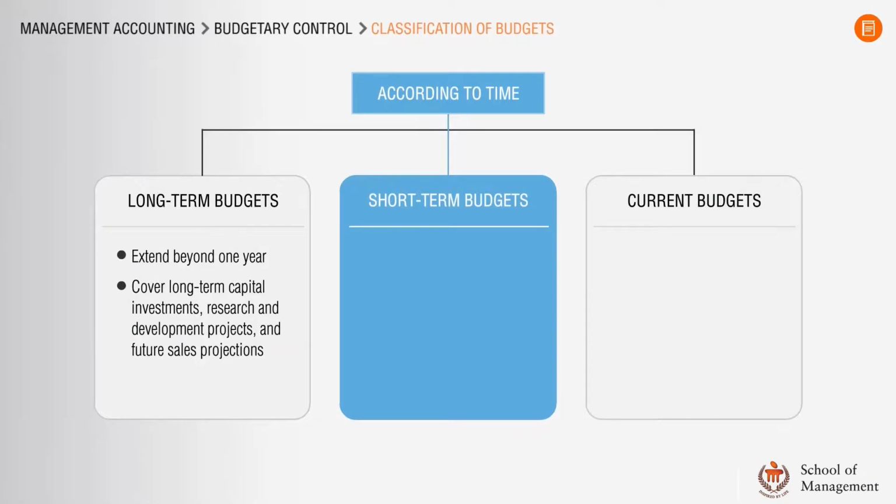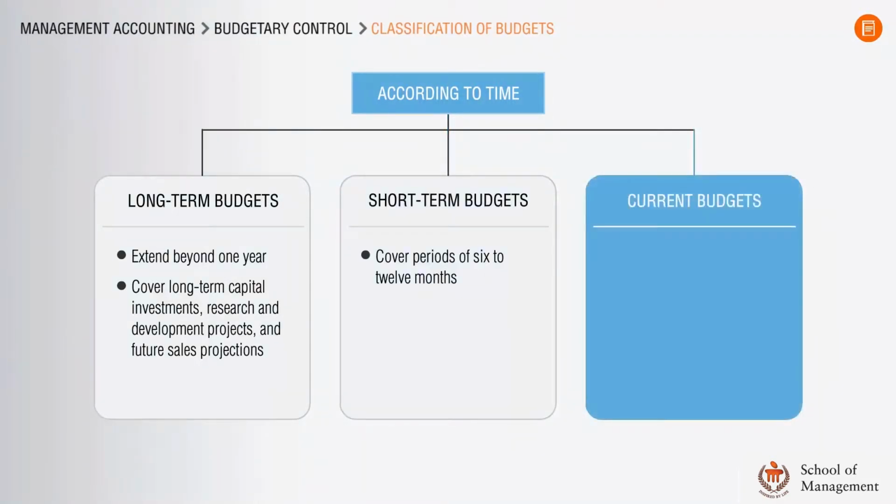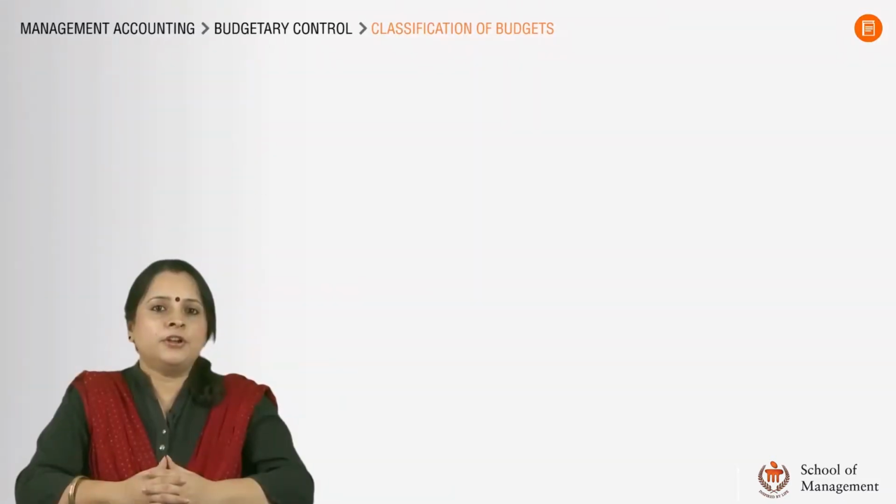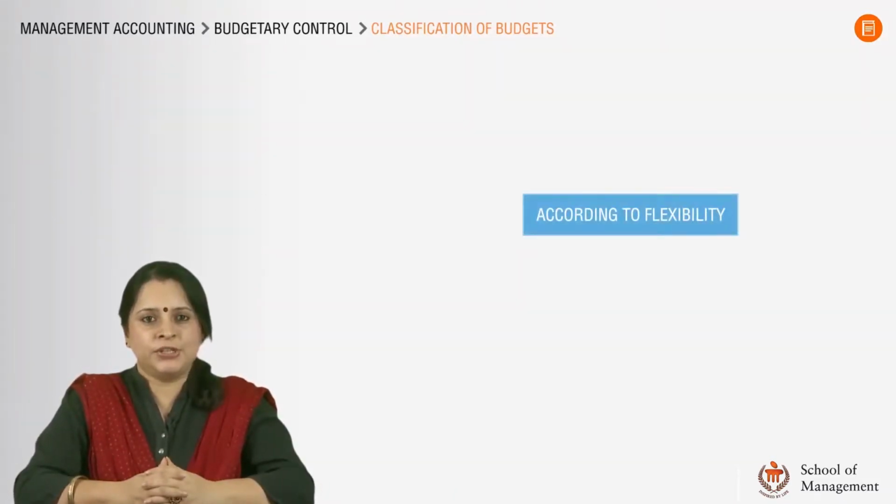Short-term budgets, on the other hand, may cover periods of 6 to 12 months depending on the nature of the business. Current budgets cover a very short period of time, typically 1 month to a quarter. These are basically short-term budgets which are constantly adjusted to reflect current business environment or current business circumstances. Moving on to the next classification of budgets.